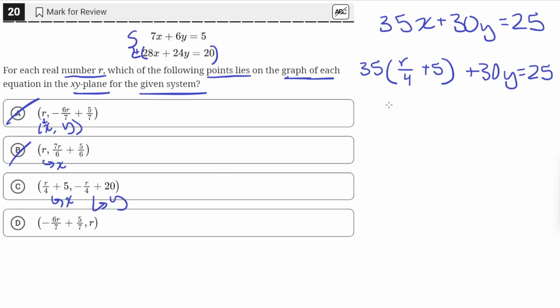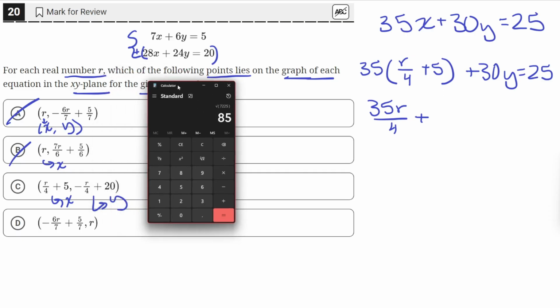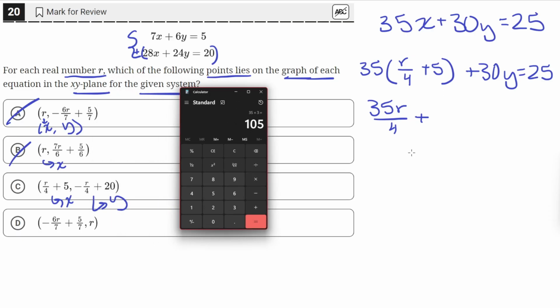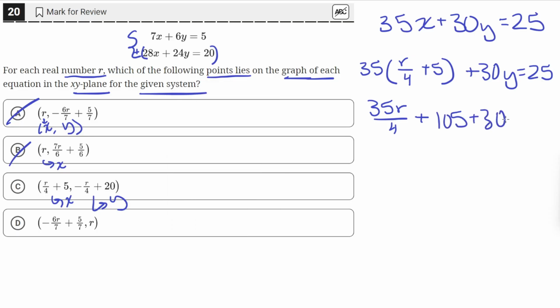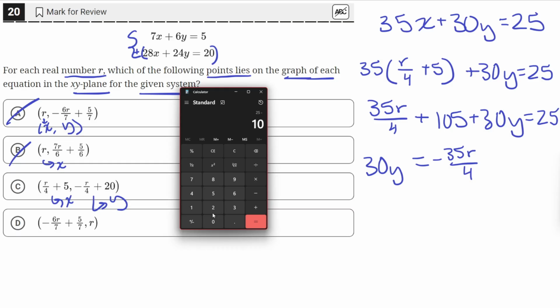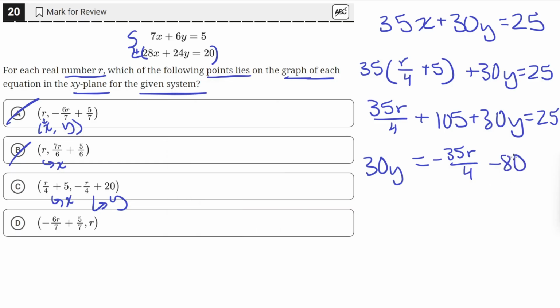So let's multiply out this 35. So we get 35r over 4 plus 35 times 5. 35 times 5, that's equal to 105, plus 30y equals 25. Now let's keep the y's on one side and put the r's on the other with the constant. So we'll have 30y alone on the left. And then on the right hand side, we'll have negative 35r over 4, and then 25 minus 105. That gives us negative 80.